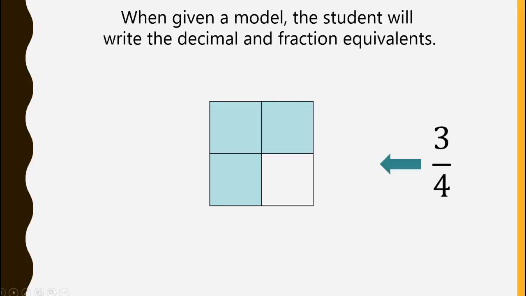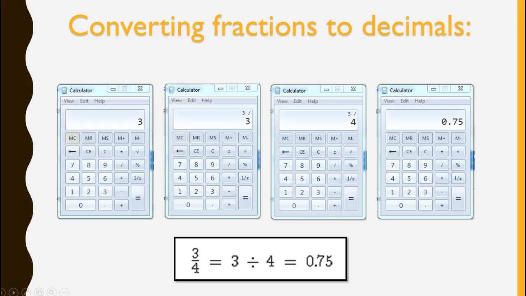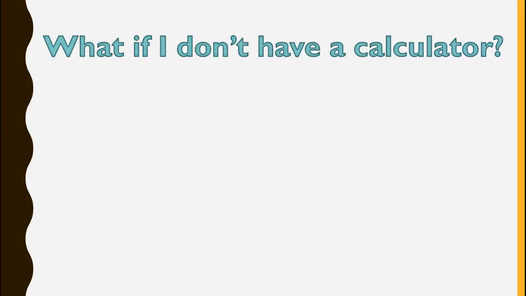In last video, we learned that we can convert that fraction to a decimal by using our calculator, right? Right before our eyes, a fraction can become a decimal because a fraction is a division statement. So you could say 3 divided by 4, and that would equal 75/100. Okay, but what happens if I don't have a calculator?